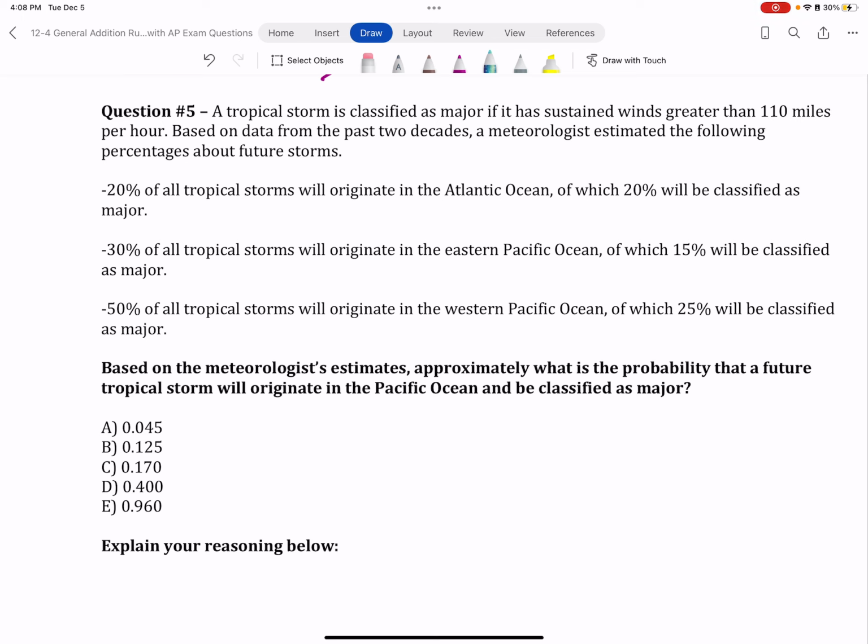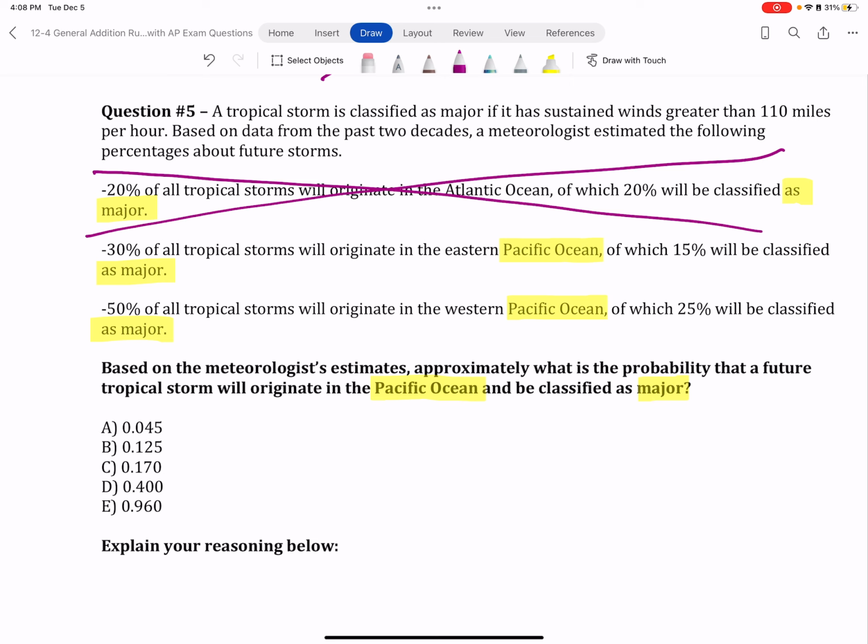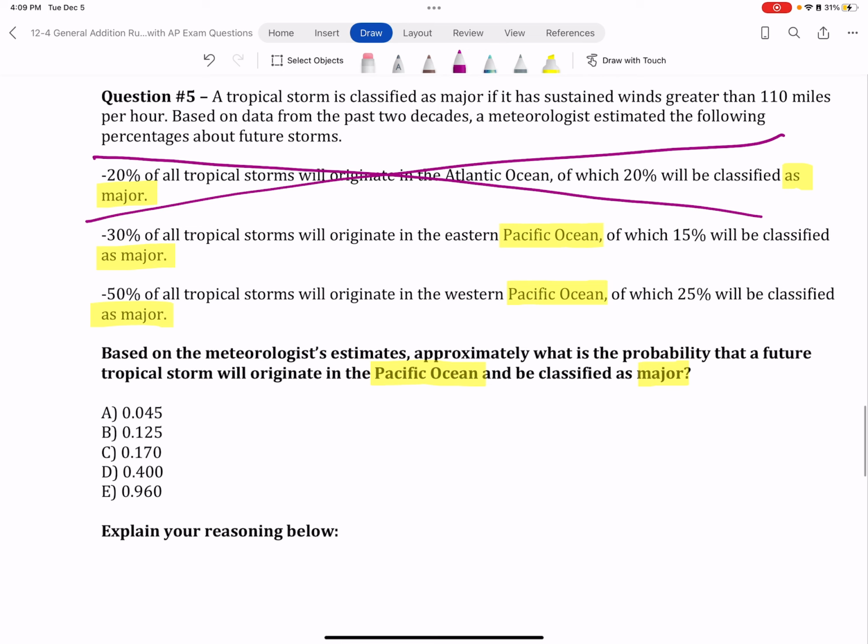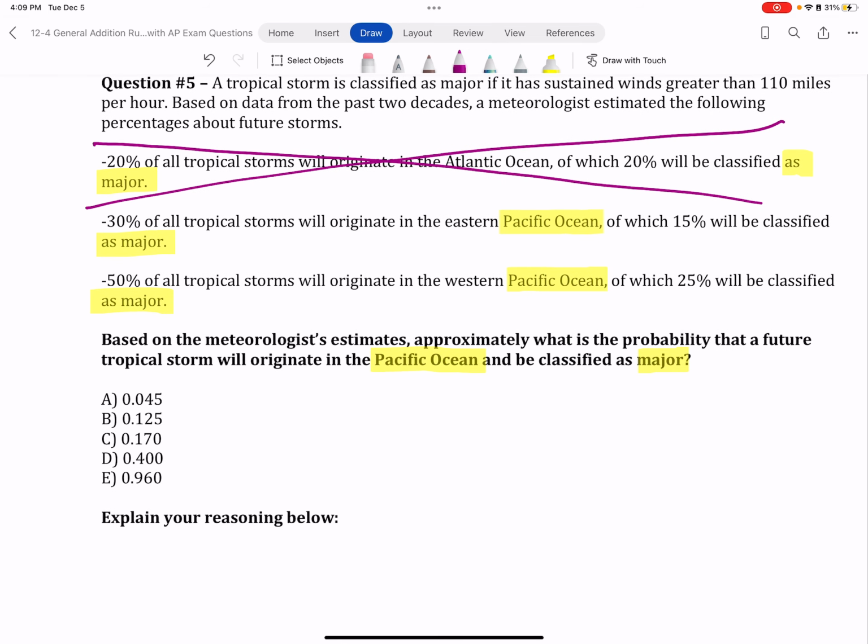Right. The question is, based on the meteorologist's estimates, approximately what is the probability that a future tropical storm will originate in the Pacific Ocean, let's highlight that, and be classified as major? Well, all of them were classified as major, so nothing to cross out there, but actually I'm focusing on Pacific Ocean. So I only see 2 with Pacific Ocean, so I know that I can just ignore this first one. I'm going to cross it out. And we're just going to focus on the second and third pieces of information.